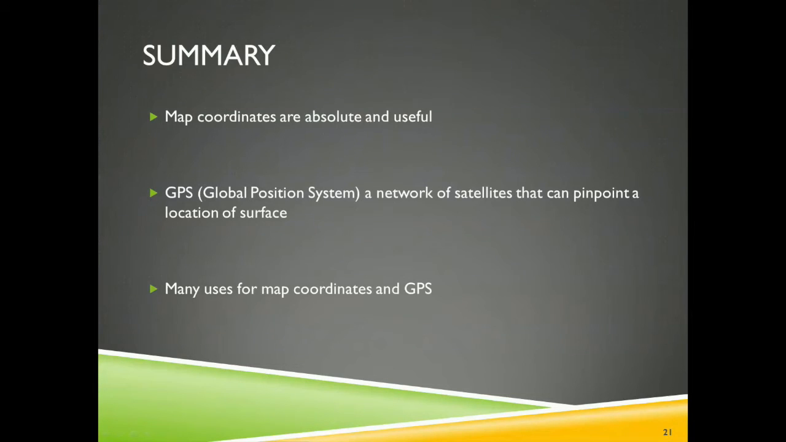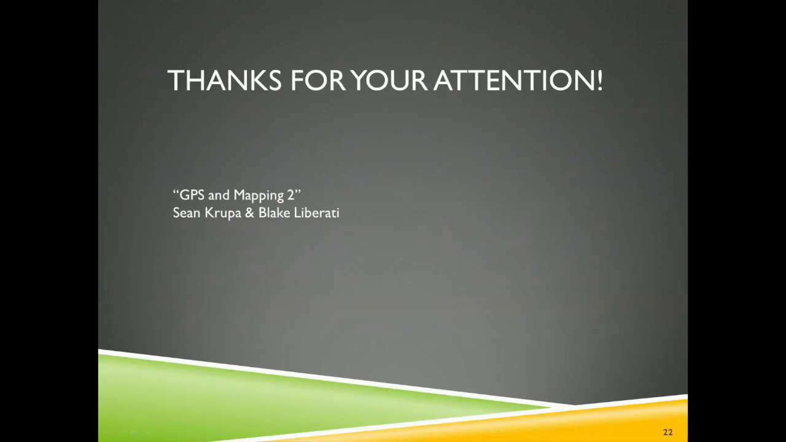In summary, map coordinates are absolute and useful. GPS, or Global Positioning System, is a network of satellites that can pinpoint a location on the surface of the Earth. There are many uses for map coordinates and GPS. Remember, for more information on GPS and mapping, it is encouraged to view the GPS and Mapping 2 lesson plan by Sean Krupa and Blake Liberati.